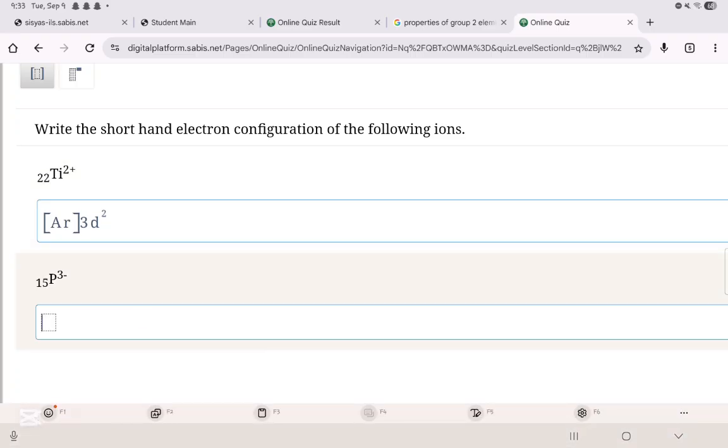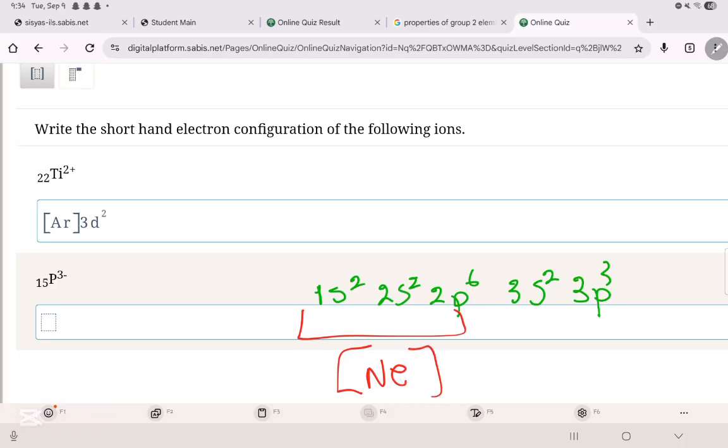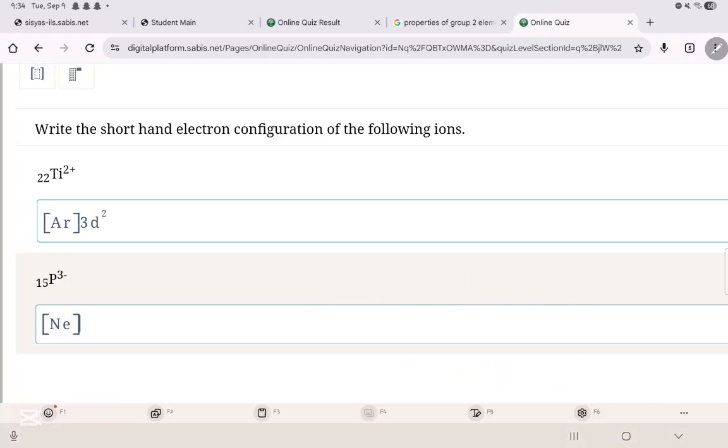Now finally, phosphorus, P3 minus. We need to write the electron configuration, so it's going to be 1s2, 2s2, 2p6, 3s2, and 3p3. This is the electron configuration of phosphorus. You see where phosphorus is. What's the noble gas directly before it? It's neon. So all of this will be replaced by neon. What's left for me to write is 3s2, 3p3, but I will add 3 electrons, so it's gonna be 3p6.